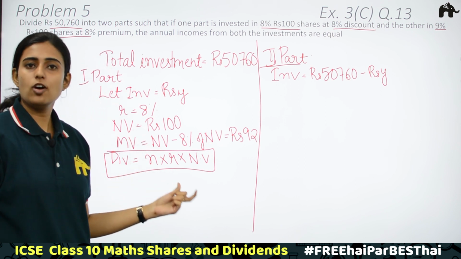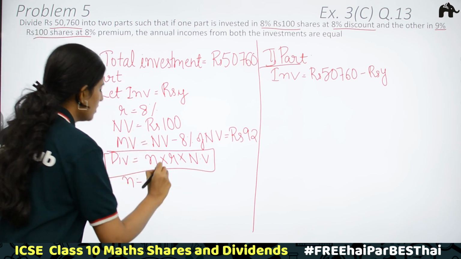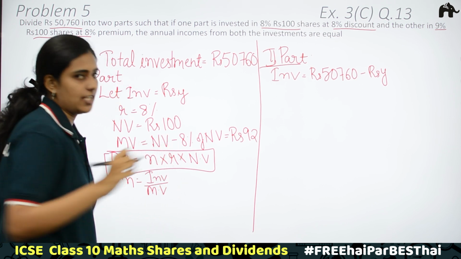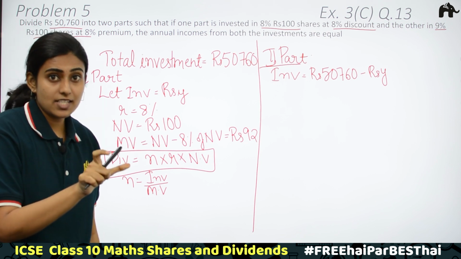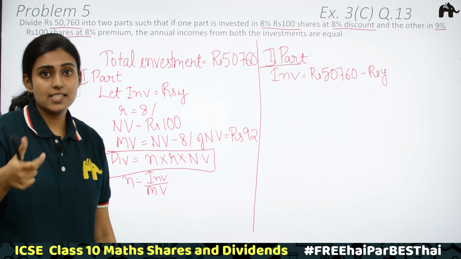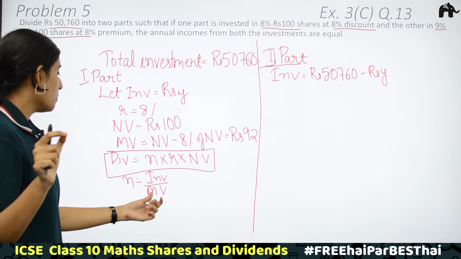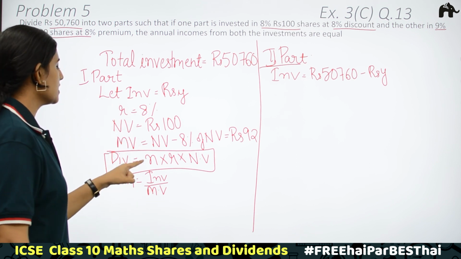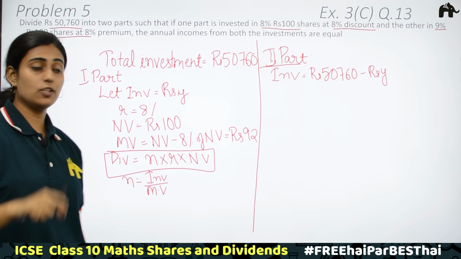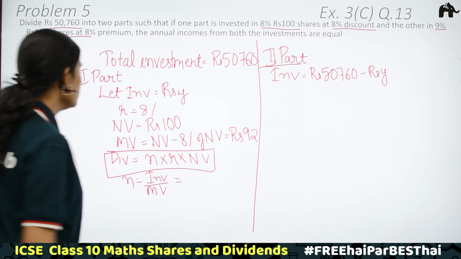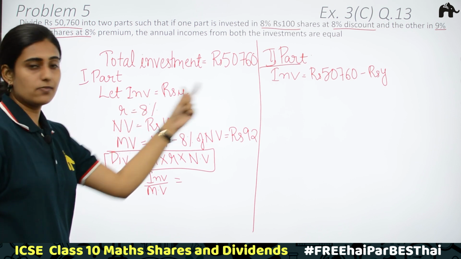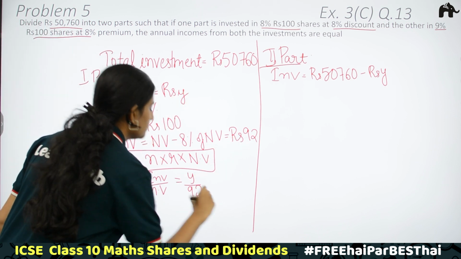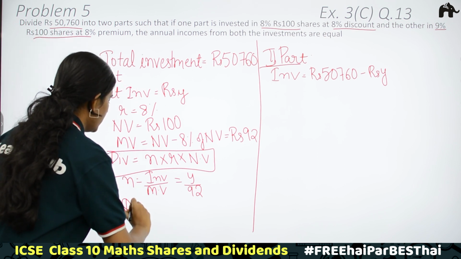Now, we can easily find what N is. N is equal to investment divided by market value of one share. Our first formula. Sum invested is equal to number of shares into market value of one share. Rearranging, you will be getting number of shares is equal to investment divided by market value of one share. Substitute the value. Here we have taken investment as Y. Y by market value is 92. Okay. Now we can easily write what dividend is.